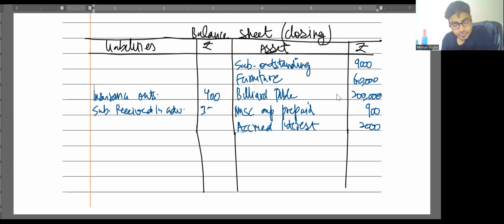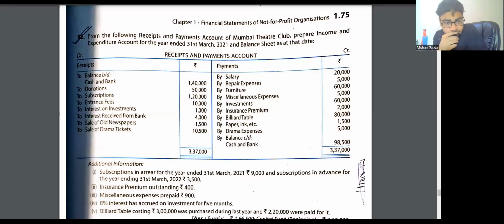Okay, so you have mentioned 8, nice, but can you mention some more, because there are more assets and liabilities that are sort of hidden. Okay, let me find. I'll give you a hint. Look in the receipt and payment account. Balance brought down and carried down. Right, good.